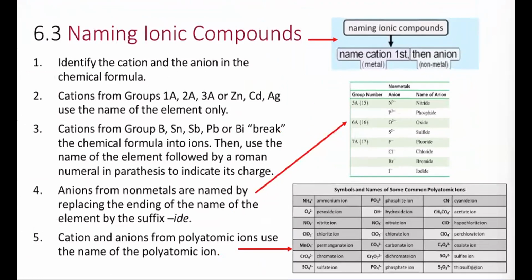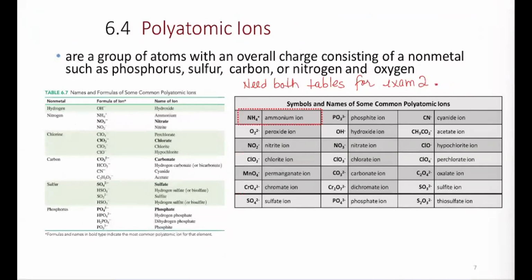On rule number 5, what if I have cations, like I said in rule number 1, such as ammonium, or if your anion comes from polyatomic ions? Then you just use the name of the polyatomic ion. Here, I only included the table that is in the reference list for the exam, but as I mentioned in the beginning of today's class, you are responsible for knowing the textbook table, which I believe, let me just double check so I don't give you incorrect information, is table 6.7. And you also need to know the table that is in the reference list for the exam.